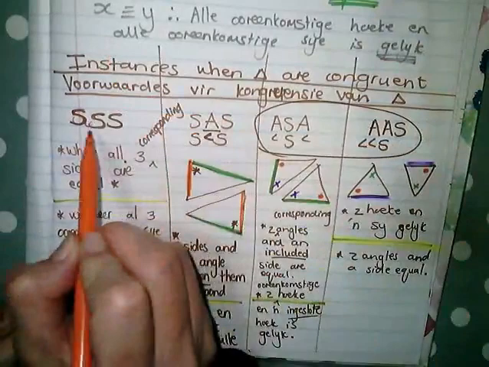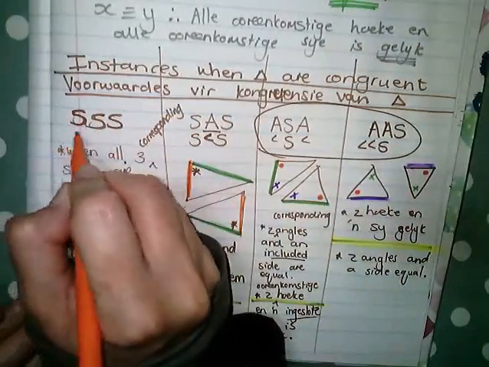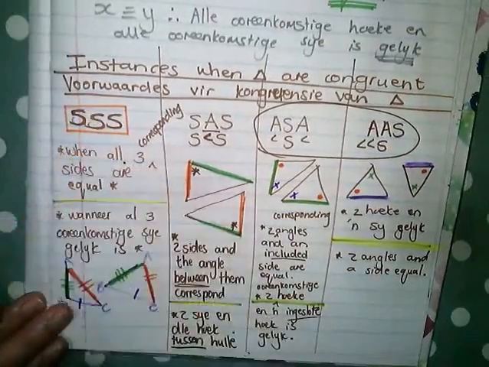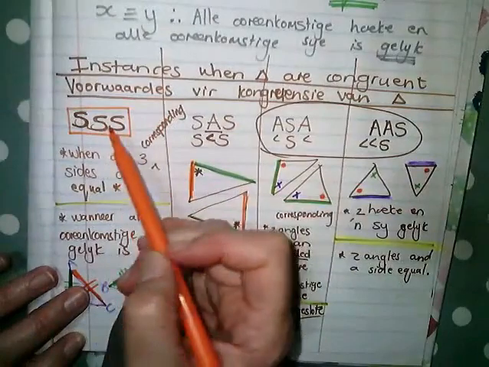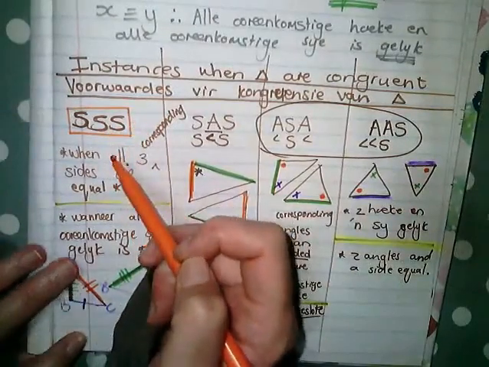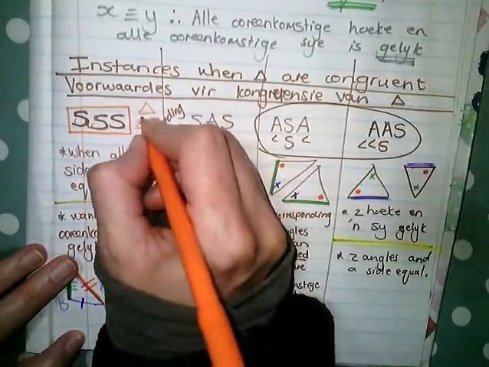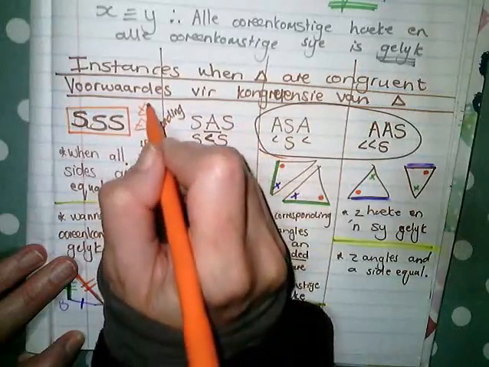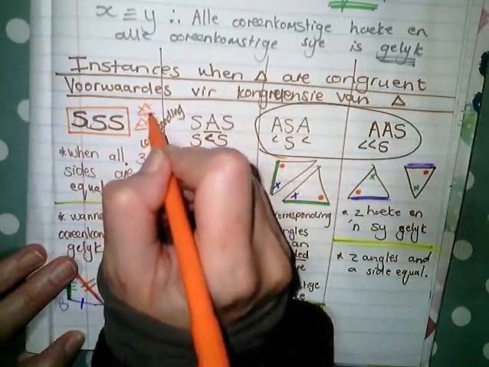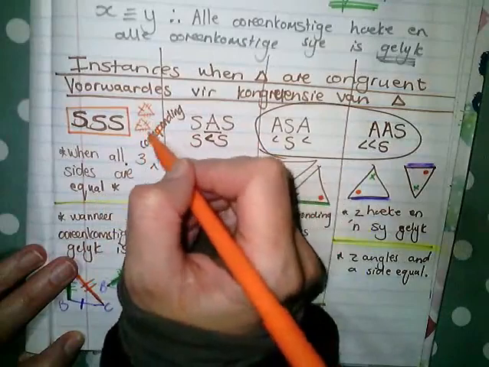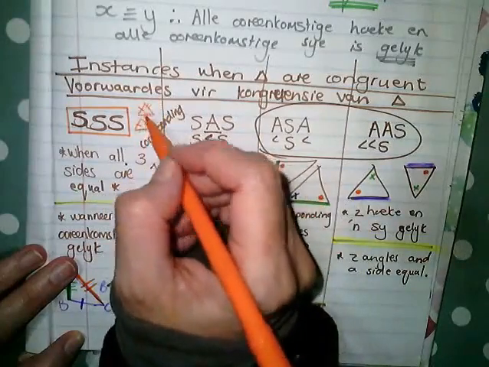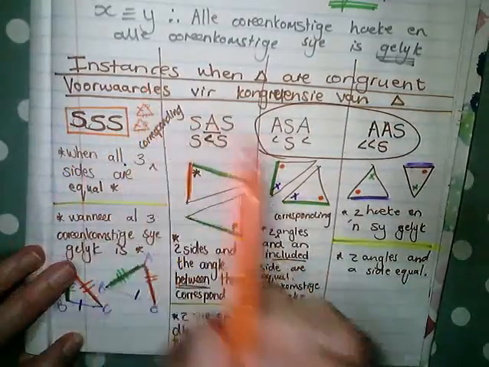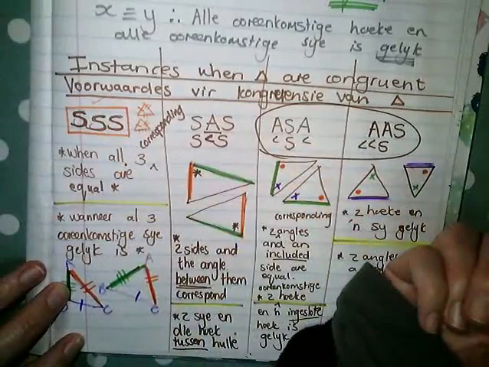So the first instance is when we have side, 3 sides. So when you can prove that 2 triangles have sides that are corresponding sides that are equal. So that one is equal to that one is equal to that one, and that one is equal to that one. So corresponding sides are equal. 3 sides. Side 1, side 2, side 3, side. Then we can say, okay, they are congruent.